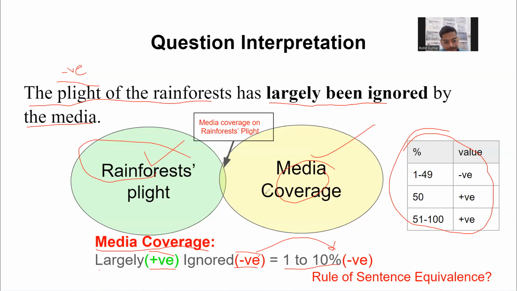So let's see this. The question says the media coverage of rainforests is very little. That is only 1 to 10%, or in other words, it is less than 50%. It is not 50%. That is what they are saying. Now, let's read a paragraph and interpret the answer.